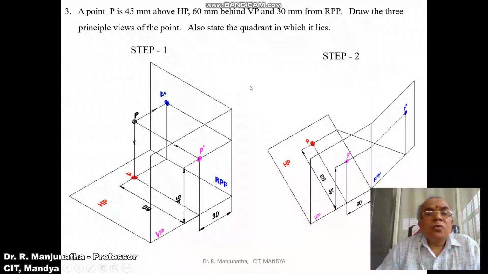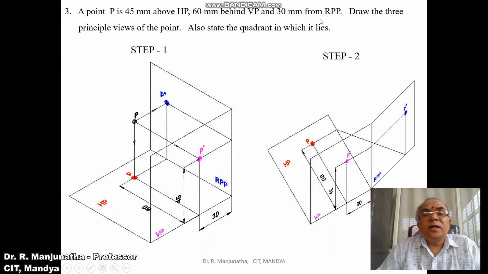Now when you look from the front view, we can see the distance behind RPP in the vertical plane, and also when you look from the top view, we can see the distance behind RPP, which can be seen in the horizontal plane also.